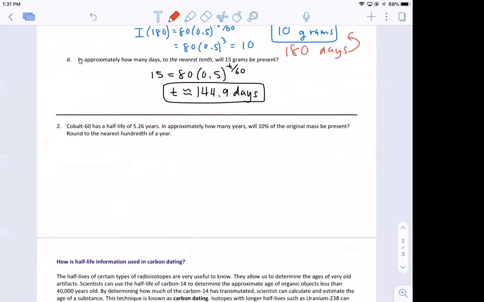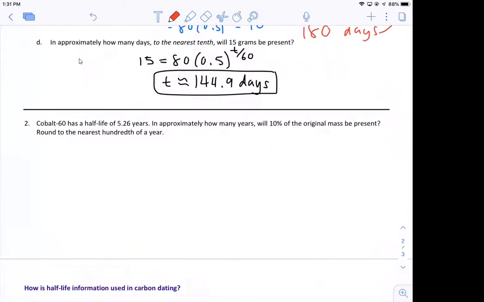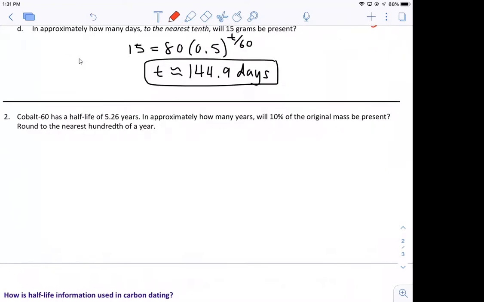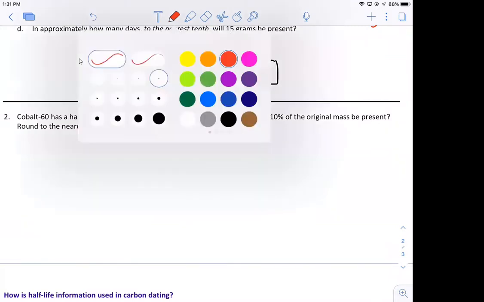All right, number 2. Cobalt-60 has a half-life of 5.26 years. And these are all real numbers, by the way. Half-life is a real thing. We'll talk about how people actually use half-life in a second. But in approximately how many years will 10% of the original mass be present? They don't even give us an initial amount here. All they give us is a half-life of 5.26 years.